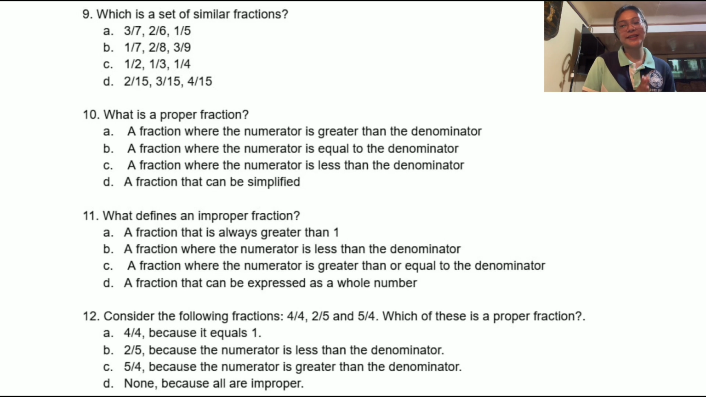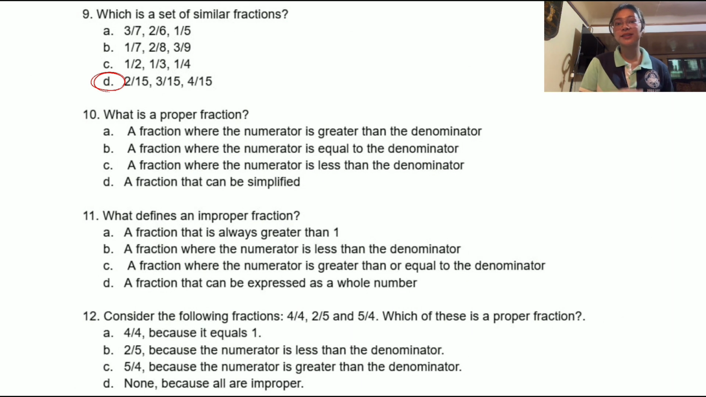Hello everyone, this is Annamarie speaking, and I am going to rationalize numbers 9 to 16. So let's start off with number 9. Which is a set of similar fractions? A, 3/7, 2/6, or 1/5. Letter B, 1/7, 2/8, and 3/9. Or letter C, 1/2, 1/3, and 1/4. Or letter D, 2/15, 3/15, and 4/15. So the correct answer for number 9 is letter D, 2/15, 3/15, and 4/15.